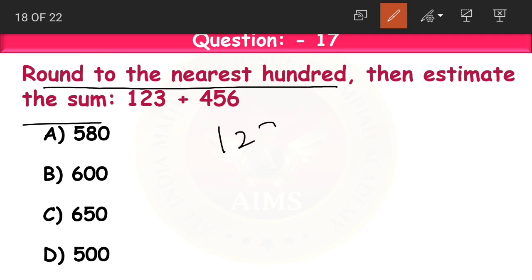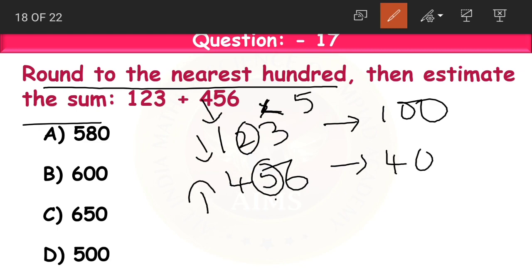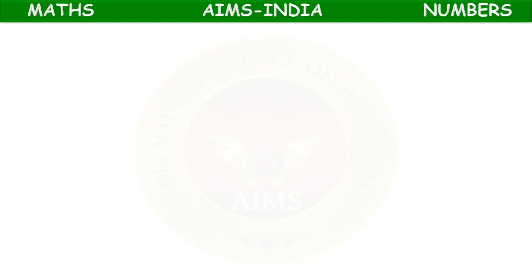Now the numbers are 123 and 456. We should round it off to the hundreds place. So look at the digit in tens place. Now here 2 is less than 5, so we round down: 123 becomes 100. In 456, the digit is 5, it is equal to 5, so we round up. 4 plus 1 becomes 5, right? So 456 becomes 500. Then 100 plus 500 is equal to 600. Which is the correct option? Option B, 600 is the correct answer.